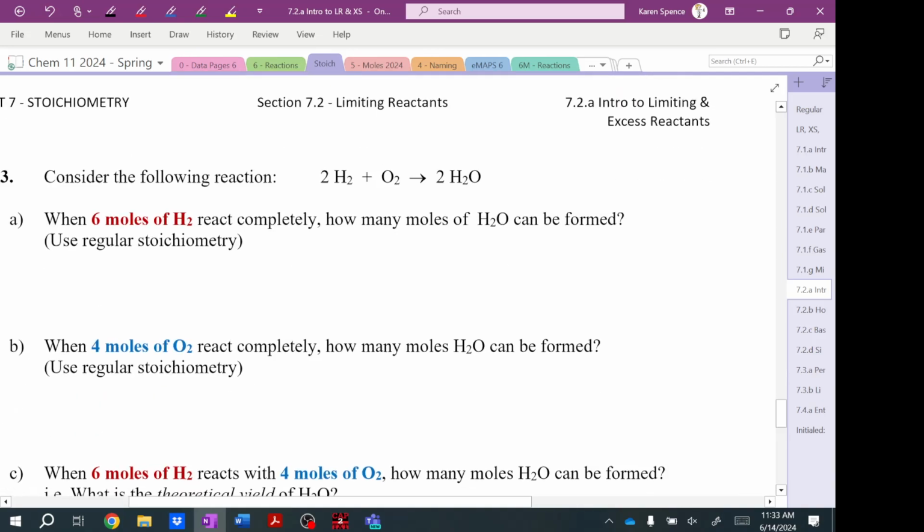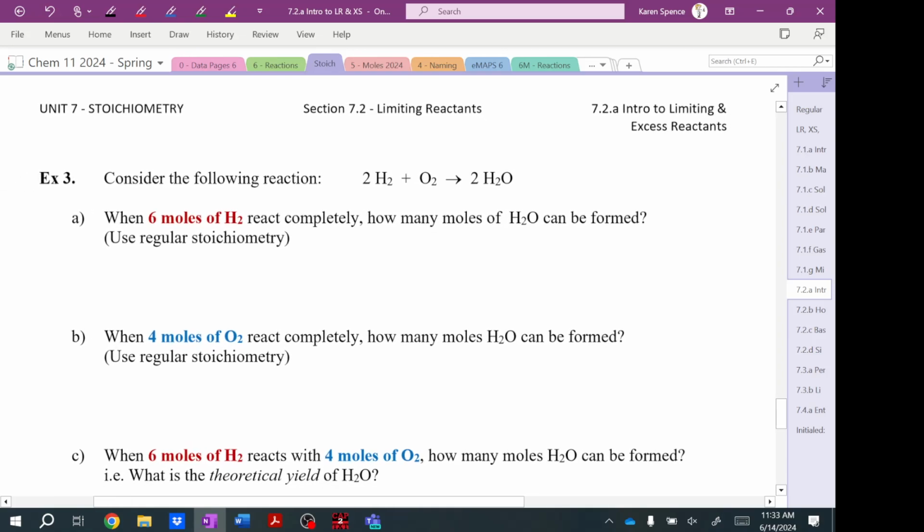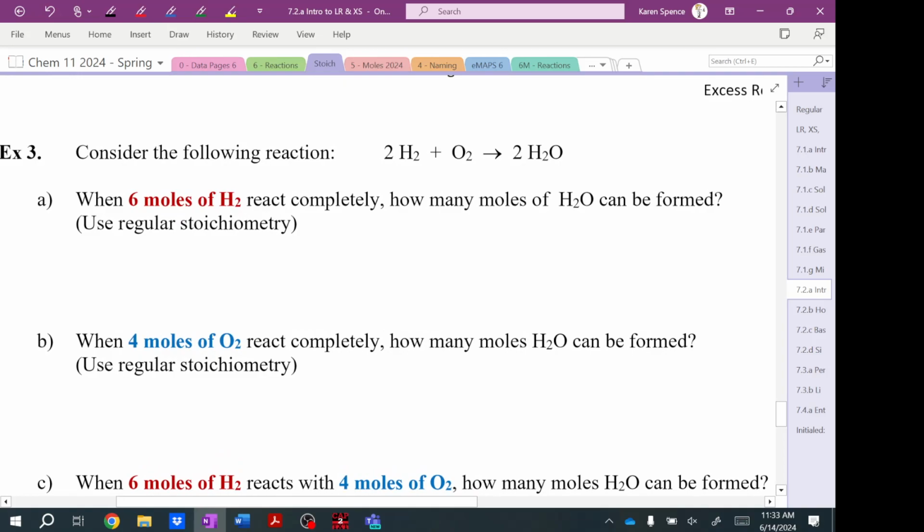All right, now we're actually going to do some calculations with chemicals. So in example number 3, we are starting with 6 moles of H2, and we want to know how many moles of H2O. When we go from moles to moles, would you guys be able to do that calculation yourself? Give it a try. Okay, and you'll also do part B.